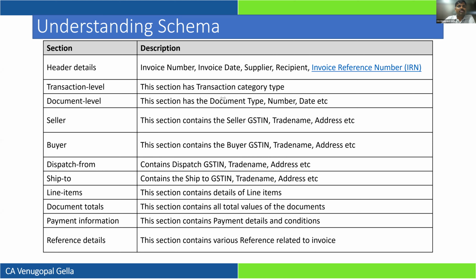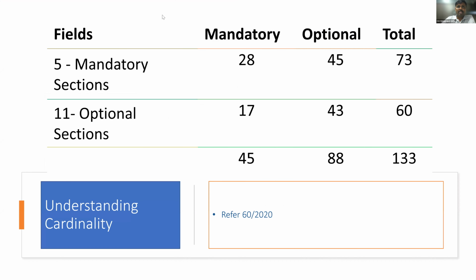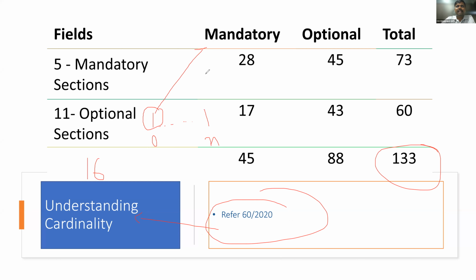All right, so the schema has various sections. Instead of reading all these sections, let me just give you the overview. There are totally 16 sections, 5 mandatory and 11 optional, with 133 fields. Notification 60/2020 talks about the schema and its cardinality. Every item in the schema either starts with 1 or 0, and ends with either 1 or n. Anything starting with 1 is a mandatory section.